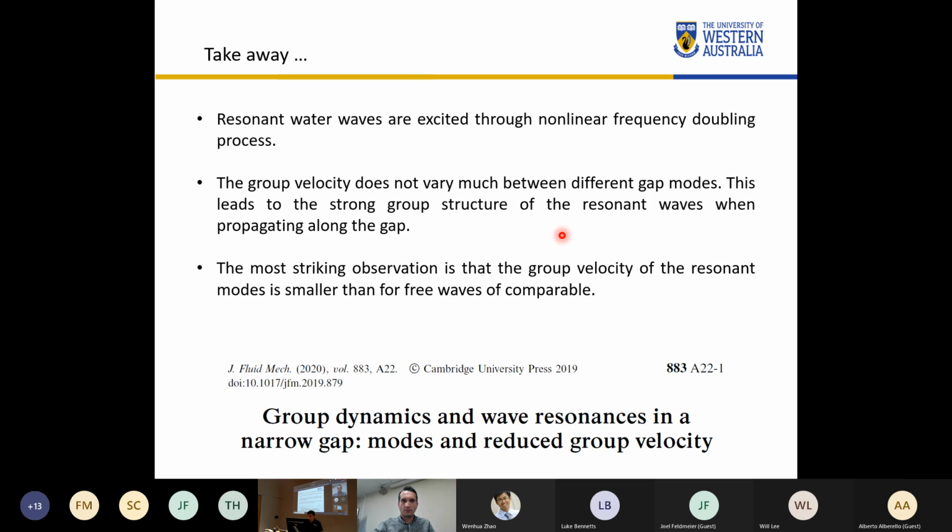And the most striking phenomenon is that the group velocity associated with the resonant mode is much smaller compared to free waves in deep water with comparable wavelengths, and that is the main takeaway from this topic. If you would like to learn more details, you can see the references listed here. Happy to take questions. I hope this is clear.